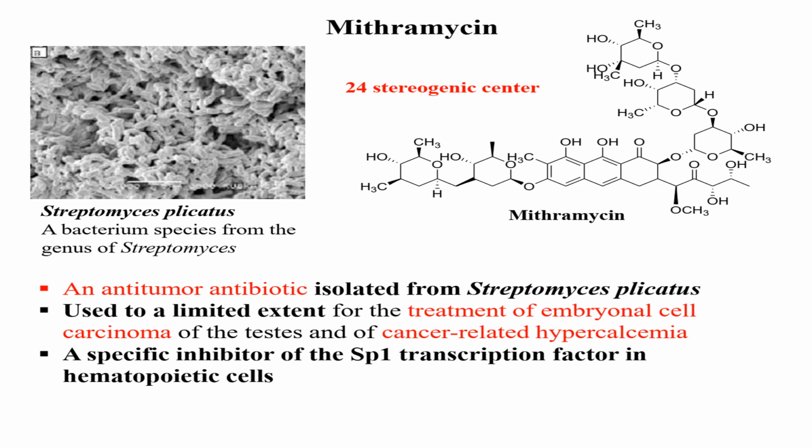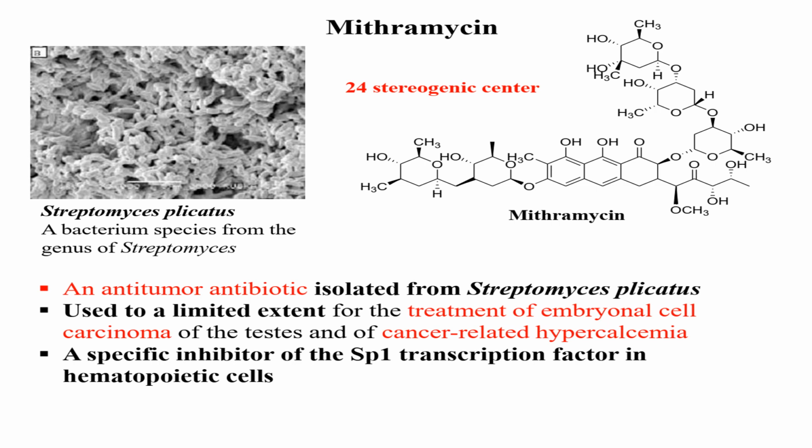Mithramycin is an anti-tumor antibiotic. It can be obtained from Streptomyces plicatus, a bacterial species of the genus Streptomyces, and is isolated from it. It is used to limit the extent of embryonal cell carcinoma of the testis and cancer-related hypercalcemia. It is a specific inhibitor of the SP1 transcription factor in hematopoietic cells.